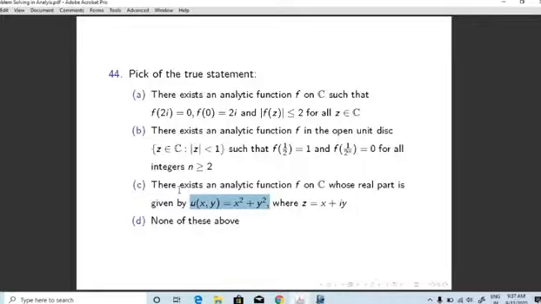So if it is analytic, then both the real and imaginary parts satisfy the Laplace equation. But this u does not satisfy the Laplace equation. Therefore, this is not true. Therefore, none of the above is the true statement.